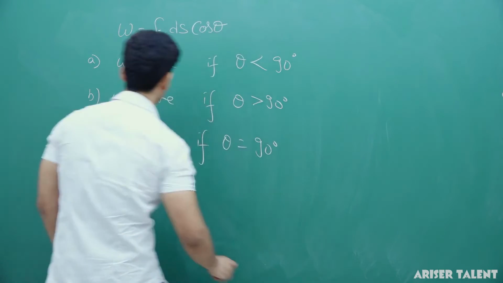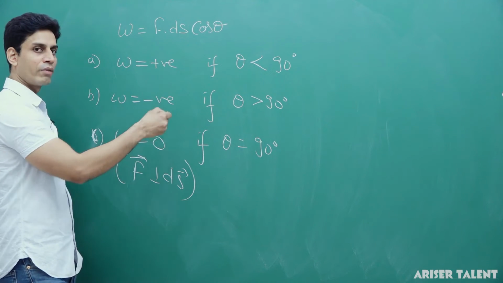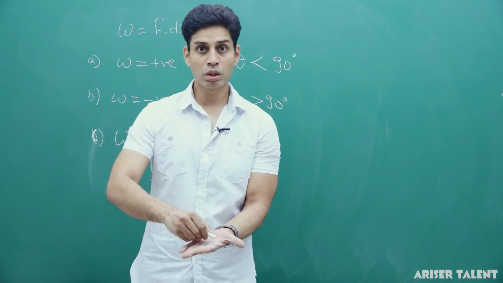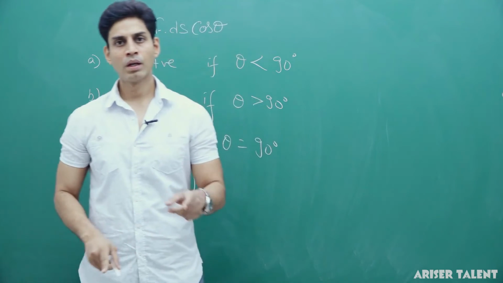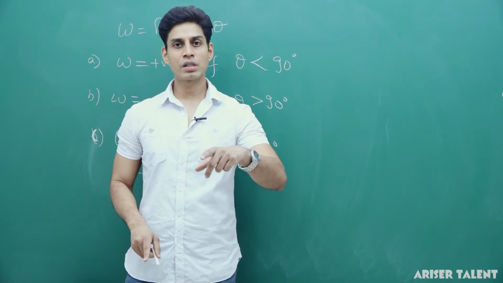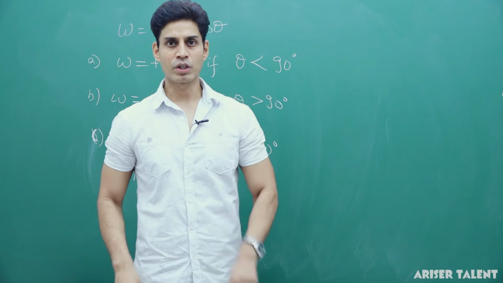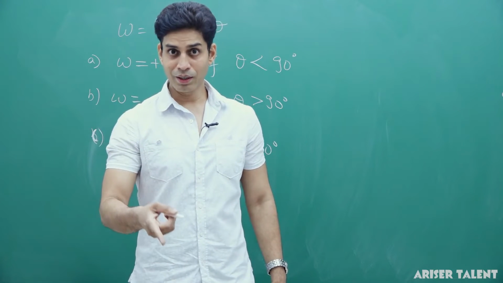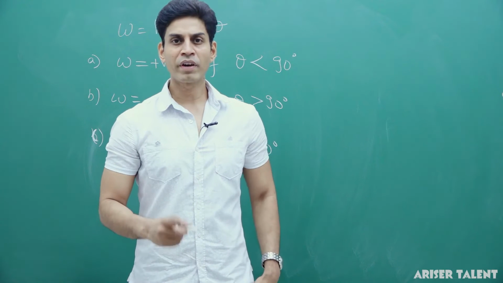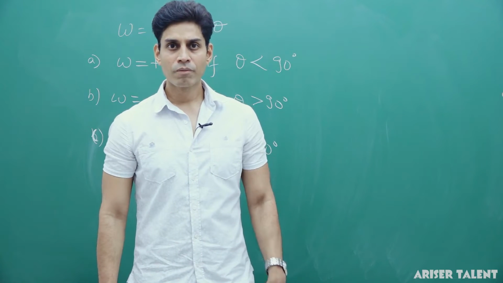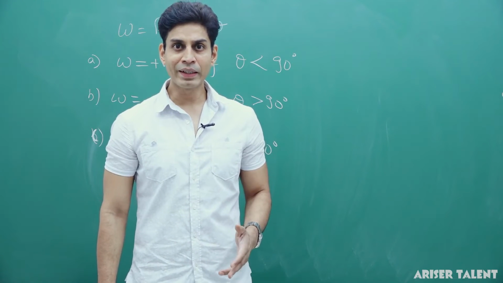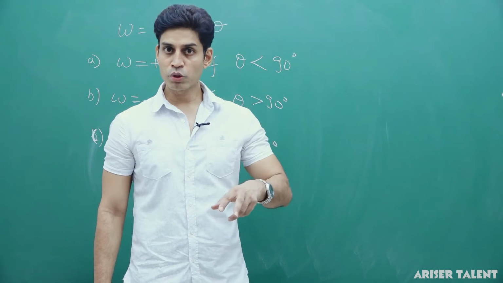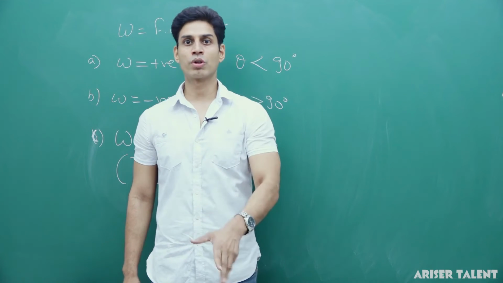Now, clear? Now negative work. As I said, work done by gravity from ground to height h is minus mgh. Another very important example for negative work is work done by friction. By this example, I'll try to revise. What is friction? Friction is a force which opposes the tendency of motion and the relative motion also.